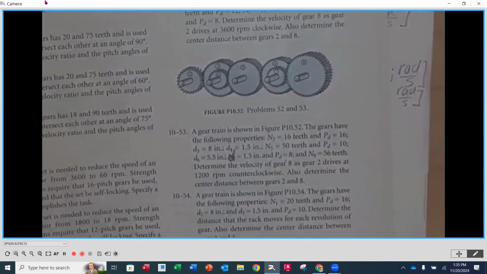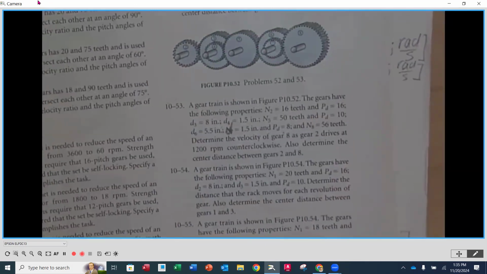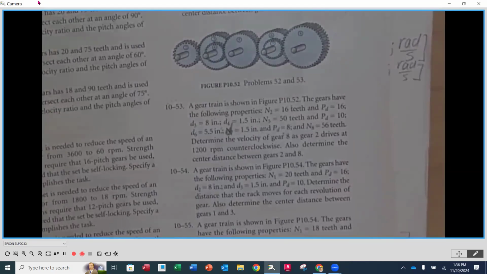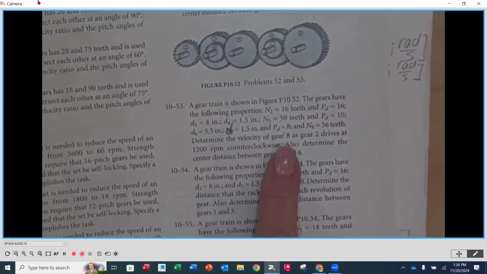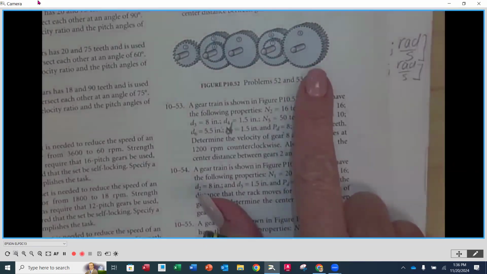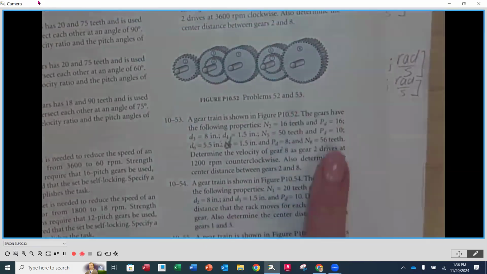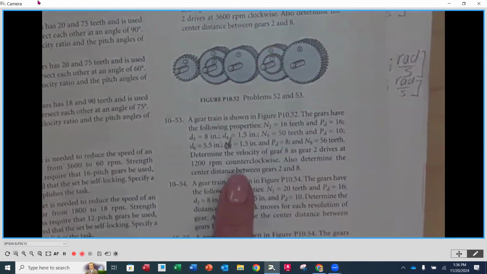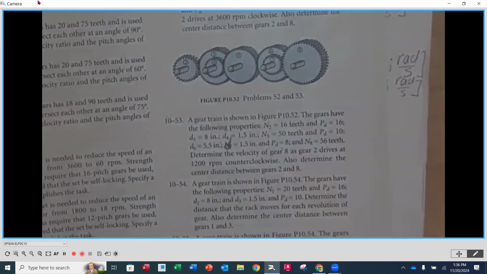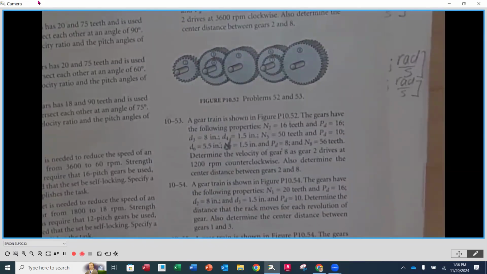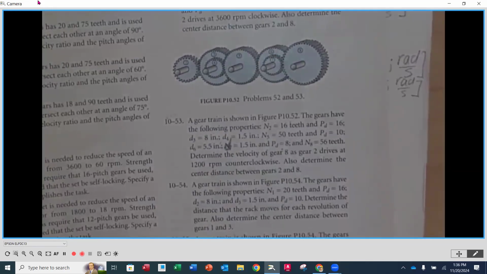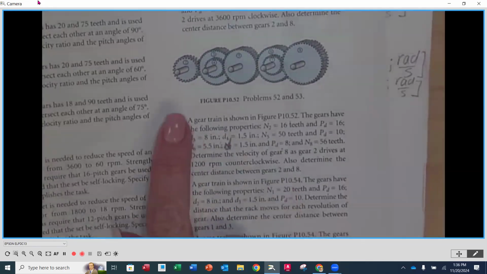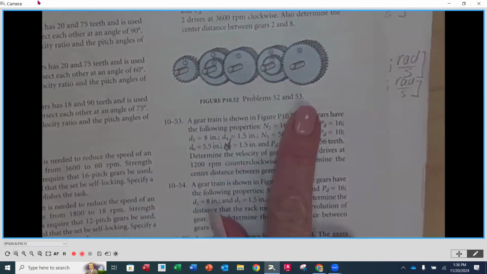Okay. So it's giving us some information about each one of those gears, whether it's number of teeth, diametral pitch, and pitch diameter. So we'll look at that in just a bit. But it says here that we want to determine the velocity of gear 8. So what is the rotational speed of gear 8 as gear number 2 rotates counterclockwise at 1200 RPMs? Okay. And then we also want to determine what the center distance is between the start and the finish shafts, centers of the shafts. Okay.